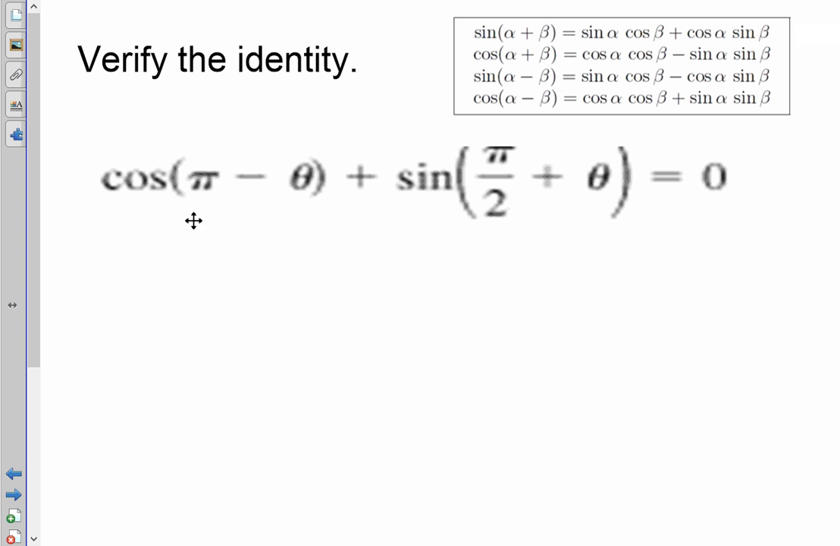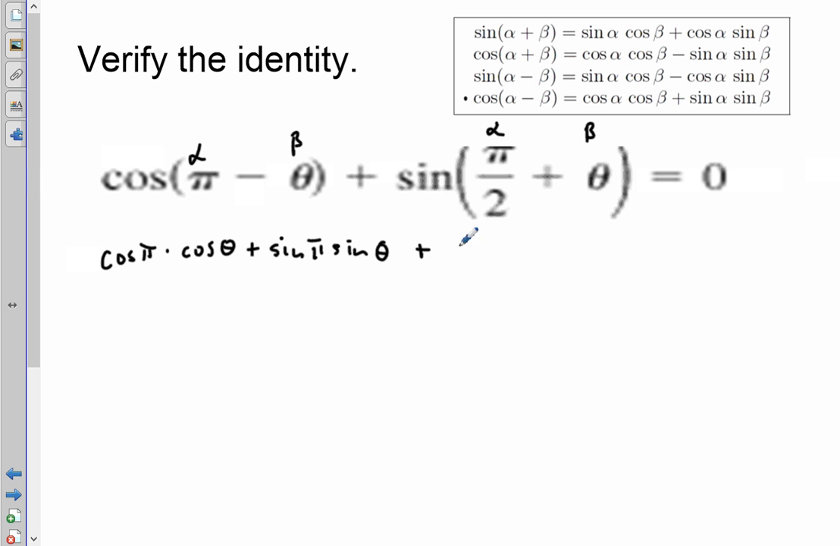So right here, we have cosine of pi minus theta. This is the cosine difference of 2 functions. This is going to be alpha, and this is beta in this case. And then we're going to take this sum, which we did before, which is going to be alpha and beta here. So we know that cosine of pi minus theta is going to equal cosine of pi times cosine of theta plus sine of pi times sine of theta, or in this case beta.